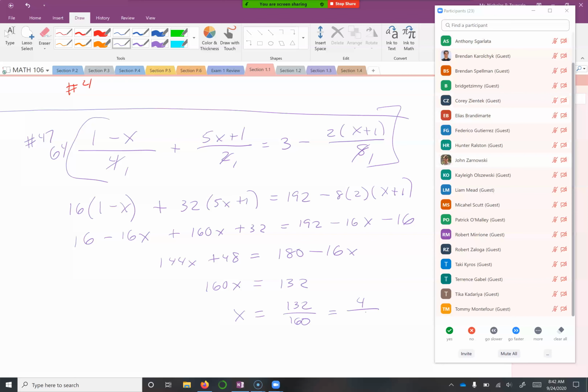192 minus 16 isn't 180. Where is that there? Oh, see, that's it right there. 192 minus 16. Thank you. So that's a 176 right here, and that's going to help me immensely because then I'll do 176 minus 48. So is this a 128 then?